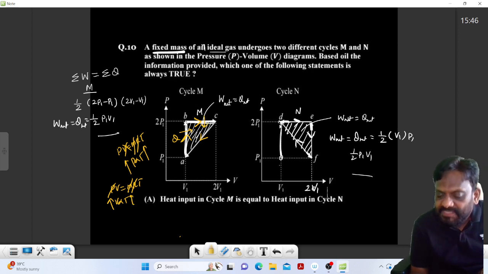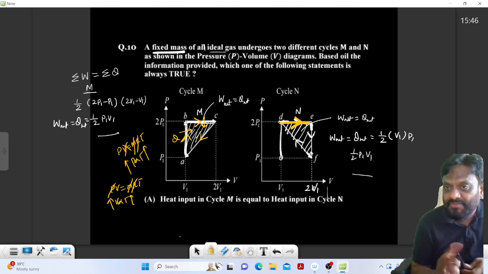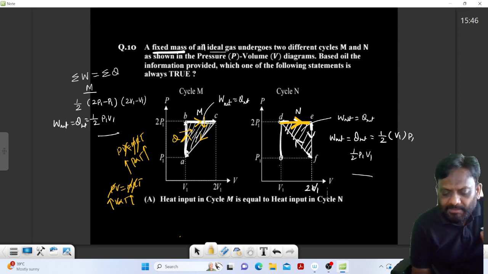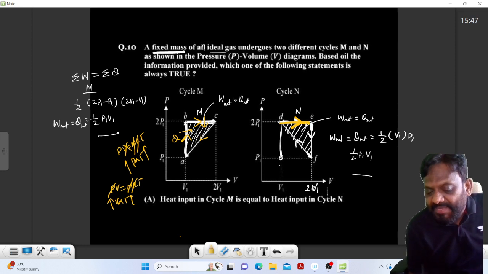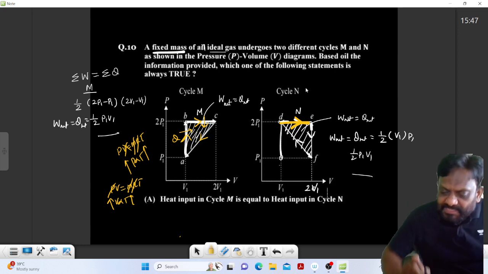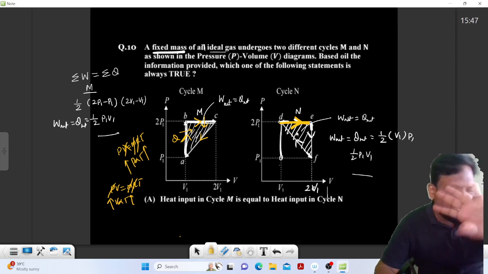In this case, the supply is only here, and constant volume downward means rejection. Observe carefully. In one cycle, heat supply is here and here, so definitely the supply is at constant volume in this and also at constant pressure. But in the other, supply is at constant pressure only. So heat supply in M and N is not the same. Supply is here and here, so this supply put together is more compared to this supply. So supply is not the same.